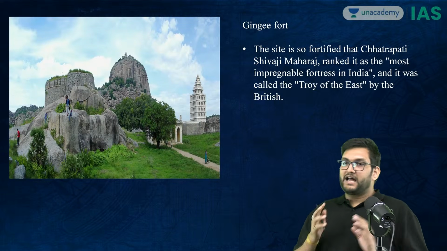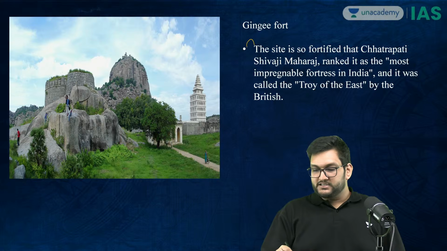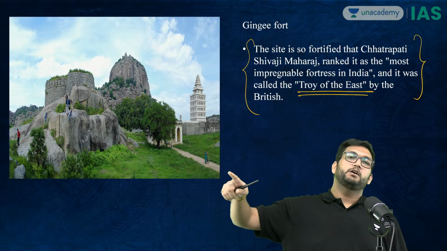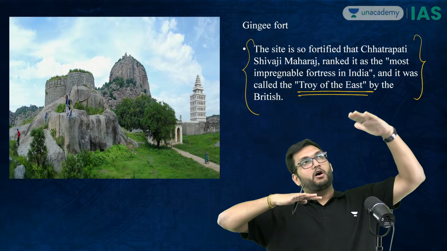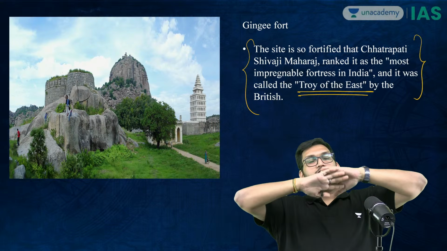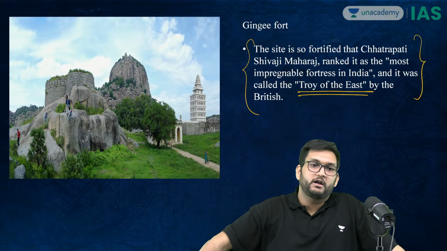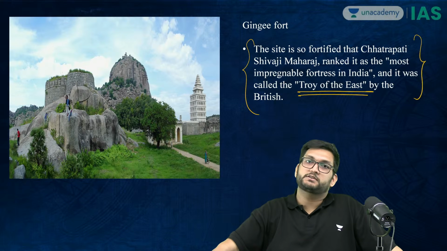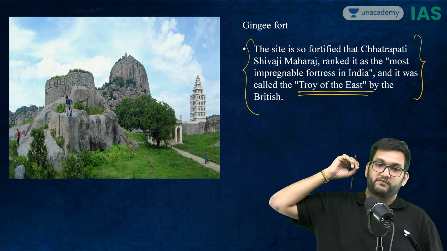Then comes the last major fort, which is Gingi. Gingi is very, very important because it is the only fort in Tamil Nadu of the Marathas, and it is a fort which had a certain element above the hill and below the hill. If you look at the landscape for at least 5 to 10 kilometers, you can see the movement of the enemy. So it is a very difficult fort to breach because you can see the enemy coming from very far away. So Gingi, called the Troy of the East, is considered one of the best in that regard.